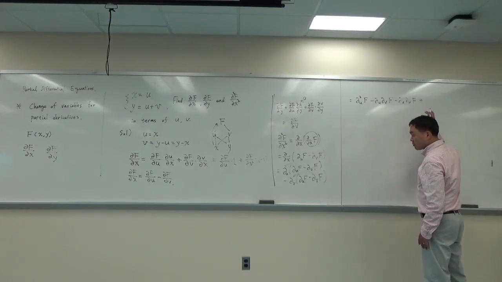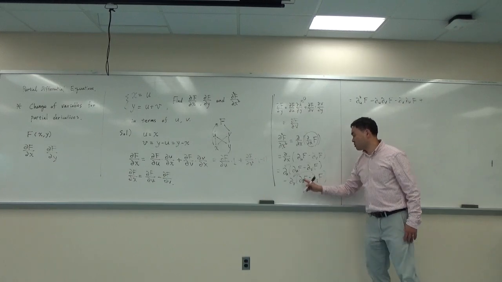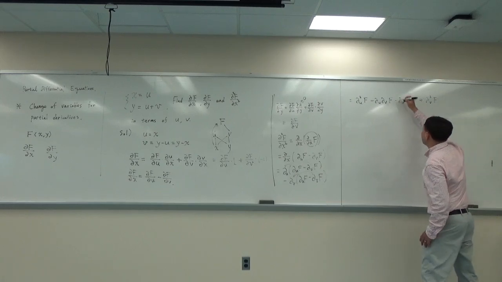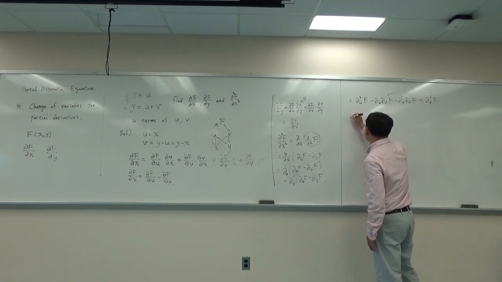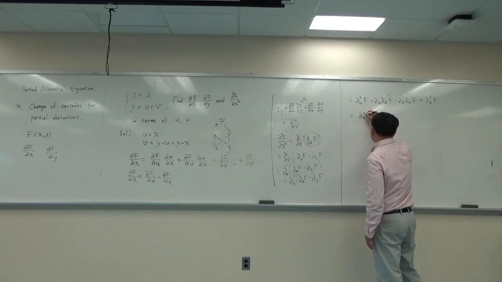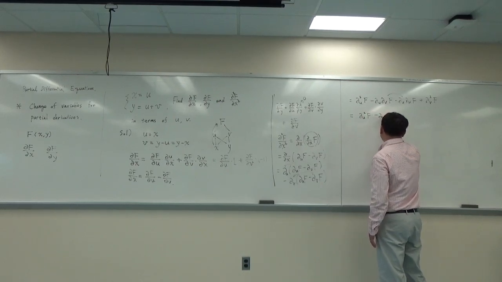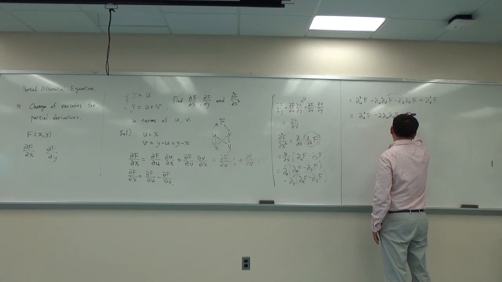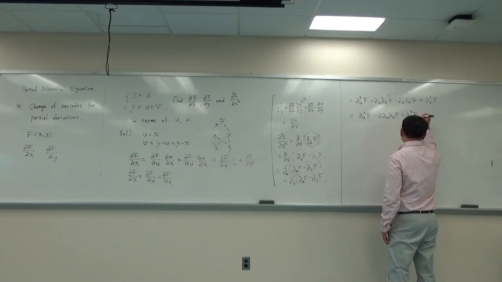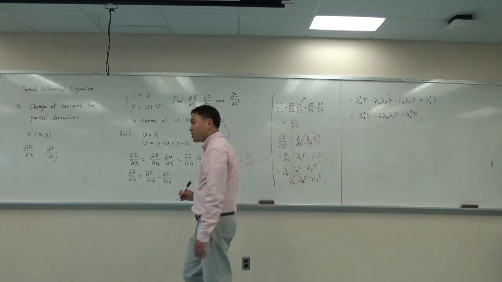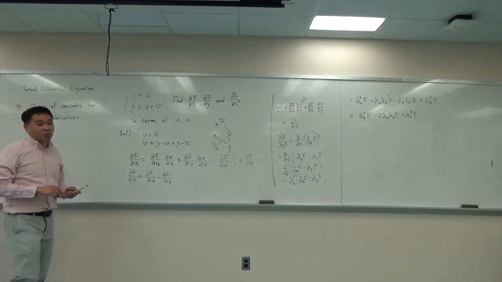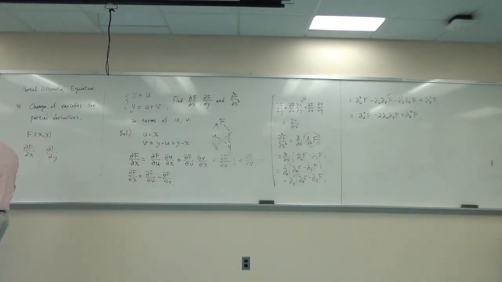And then you have partial v with a minus this, plus. So it's plus partial v squared of f. And now I just have to combine these two. So you get partial u squared f minus 2 partial u partial v of f plus partial v squared f. And that's it. Okay? So that's how you do change of variables for partial differentiation.